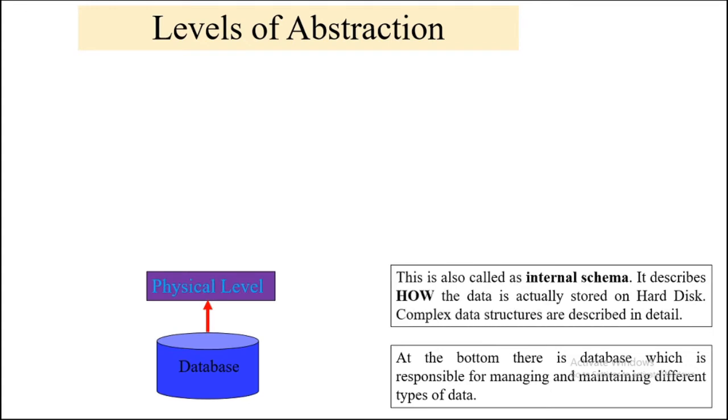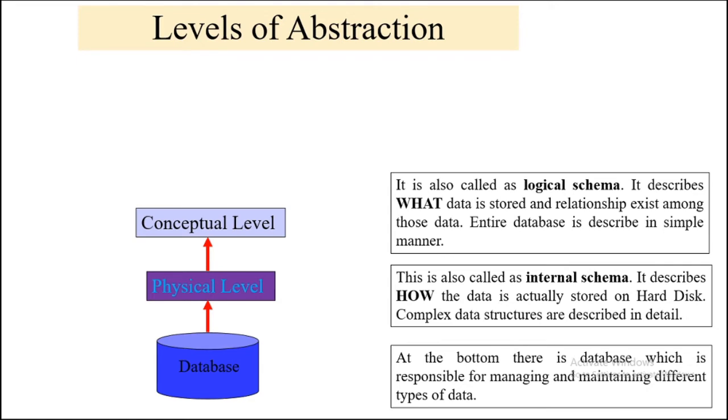First is physical level. This is also called internal schema. It describes how the data is actually stored on hard disk. At this level, complex low-level data structures are described in detail. This level tells us where the data is actually stored. The database administrator decides how the data is to be stored, where it has to be stored. This is the lowest level of abstraction.